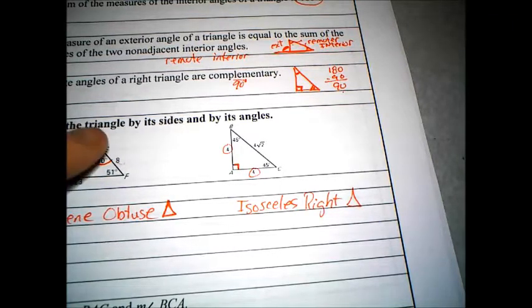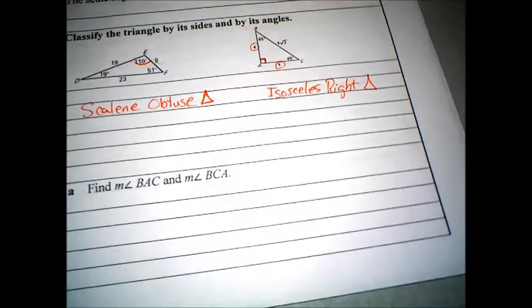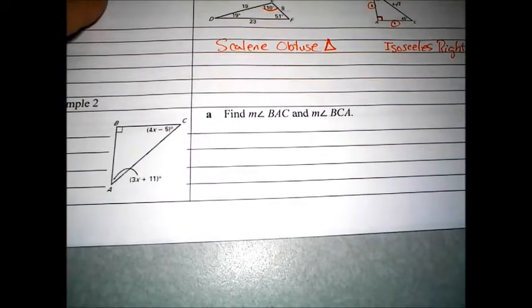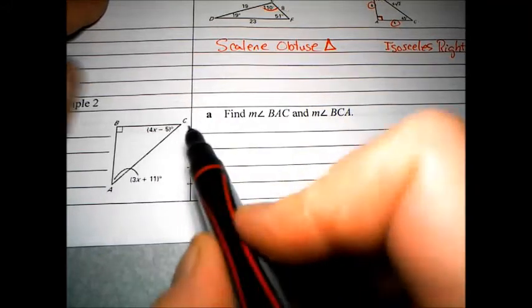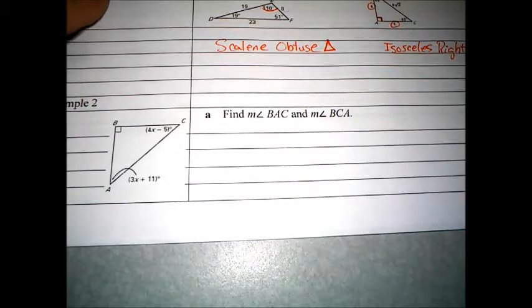So to classify a triangle, you must classify it by its sides and its angles. On the second example, we have a little picture given to us. It says we want to find the measure of the angle BAC, so up here, as well as BCA. So we want to find the other two angles.